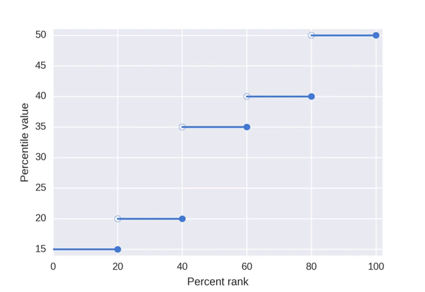So the value of the 40th percentile is calculated as V 2.4 equals V_2 plus 0.4 times (V_3 minus V_2) equals 20 plus 0.4 times (35 minus 20) equals 26. So the value of the 40th percentile of the ordered list 15, 20, 35, 40, 50 using this variant method is 26.